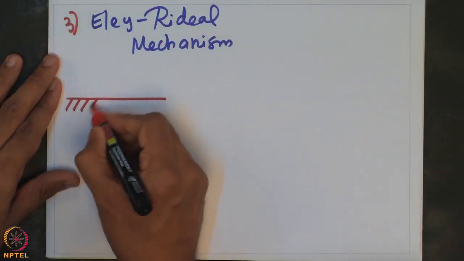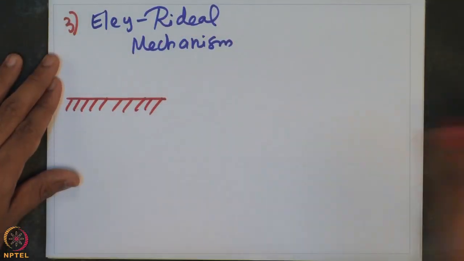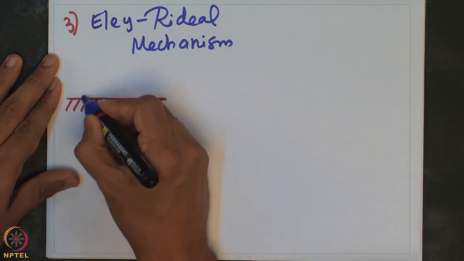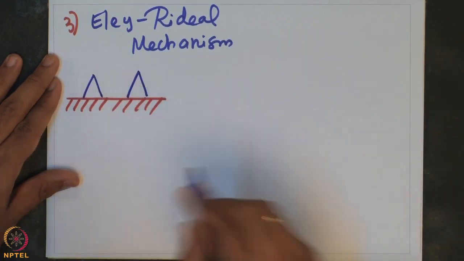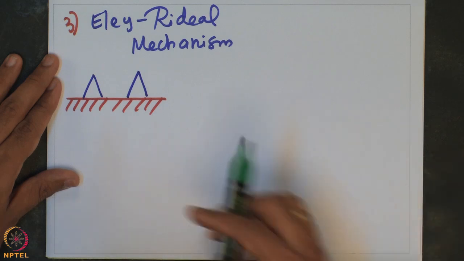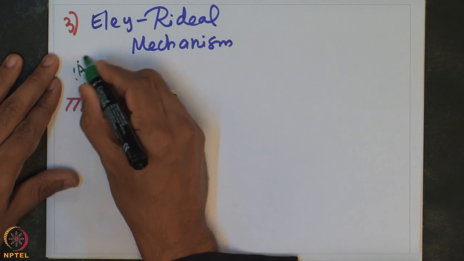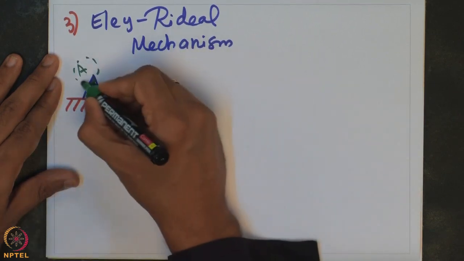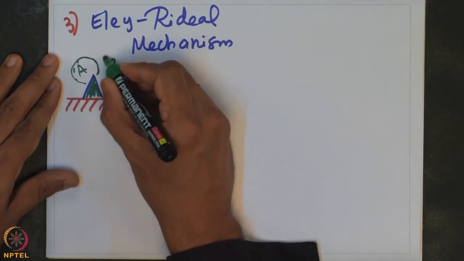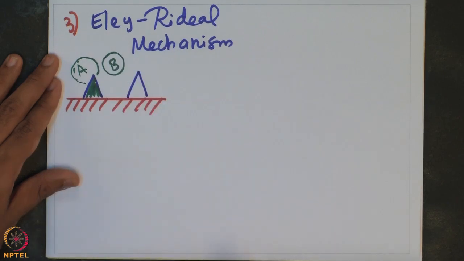So we have a catalyst surface, and let us say that there are 2 sites that are depicted by cone, and let us say species A, which is bound to this site here, and species B is present close to it in the gas phase.